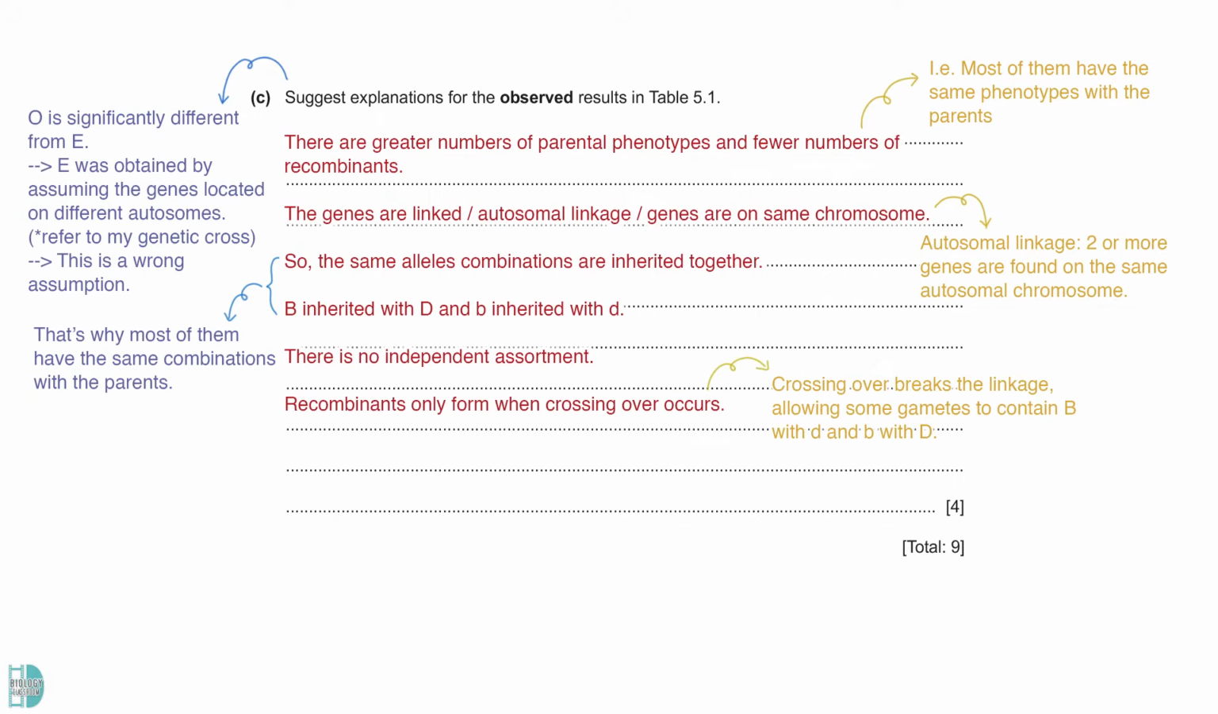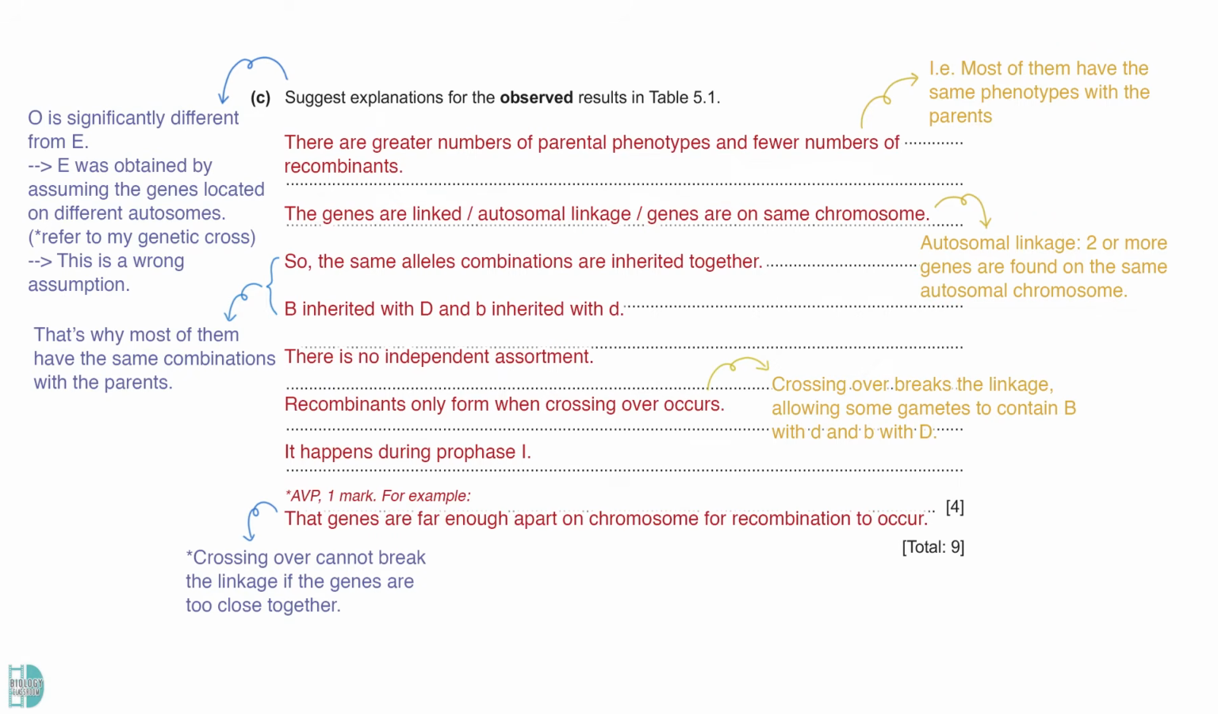There are a small number of recombinants because of crossing over. Crossing over breaks the linkage, allowing some gametes to contain dominant B and recessive D, and recessive B with dominant D. It happens during prophase 1. There is a mark for AVP. For example, the genes are far enough apart on the same chromosome for recombinants to occur.